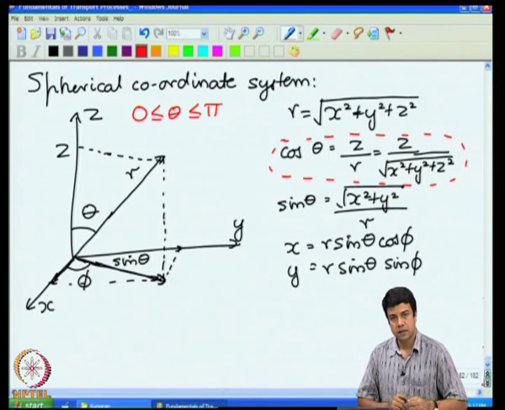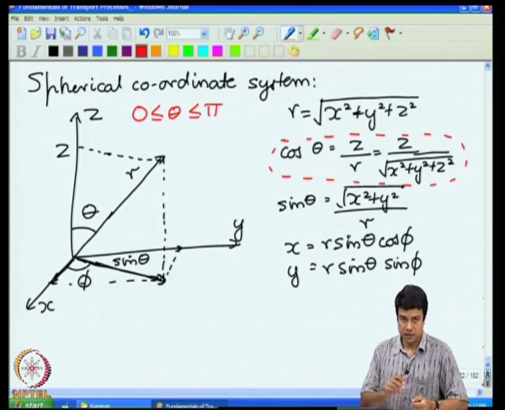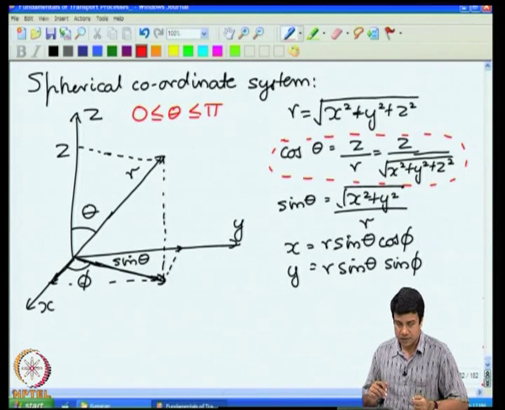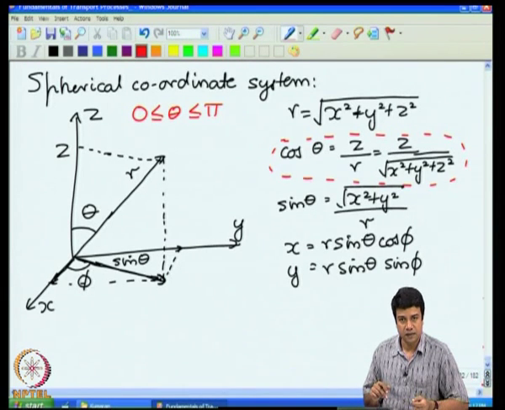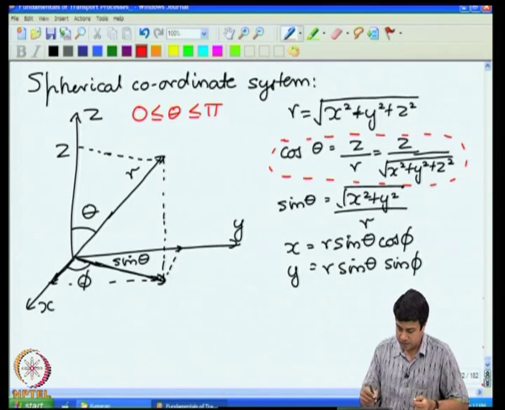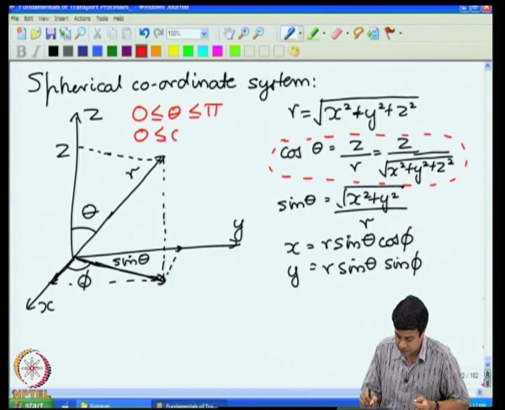Okay. Phi is the angle around the axis. So, if I start at phi equal to 0, go all the way around and come back to the x axis, the angle that I would have gone around is 2 pi. So, therefore, phi varies from 0 to 2 pi.